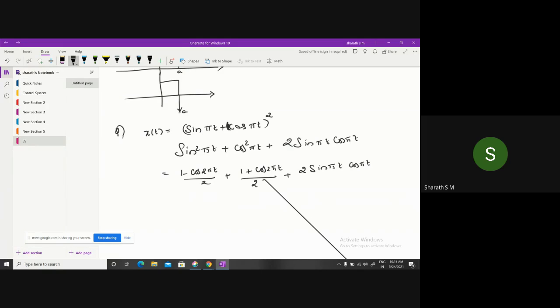Then simplify. So for an even signal, that is 1 by 2 x of t plus 1 by 2 x of minus t. For an odd signal, 1 by 2 x of t minus 1 by 2 x of minus t.